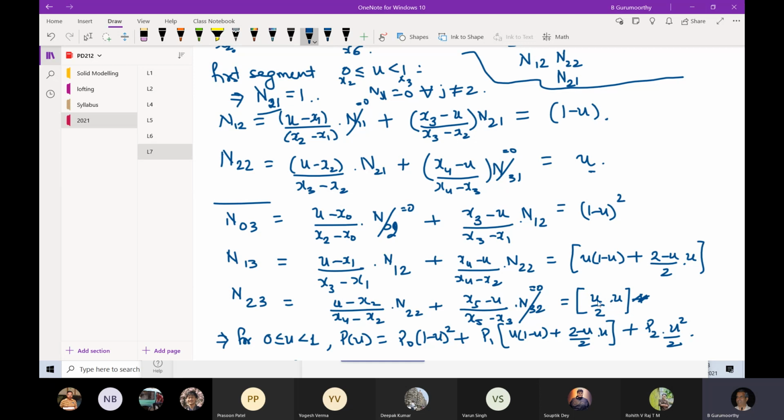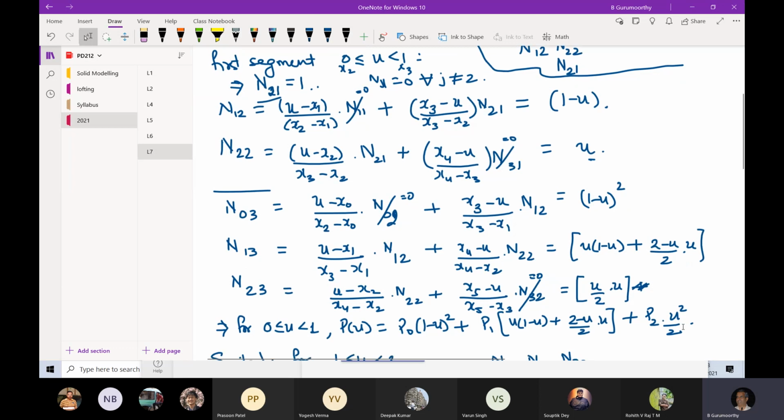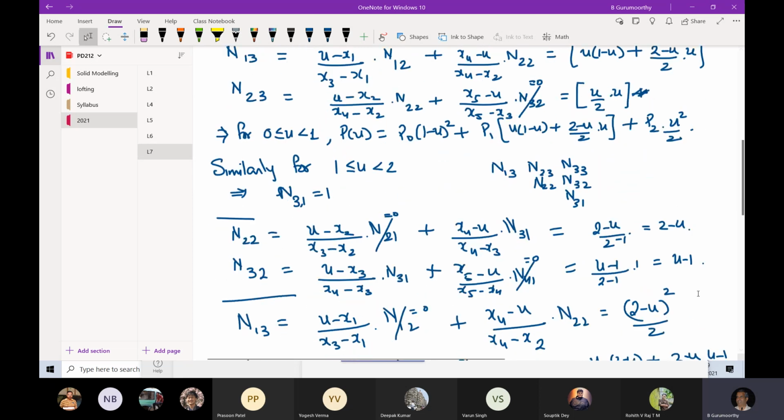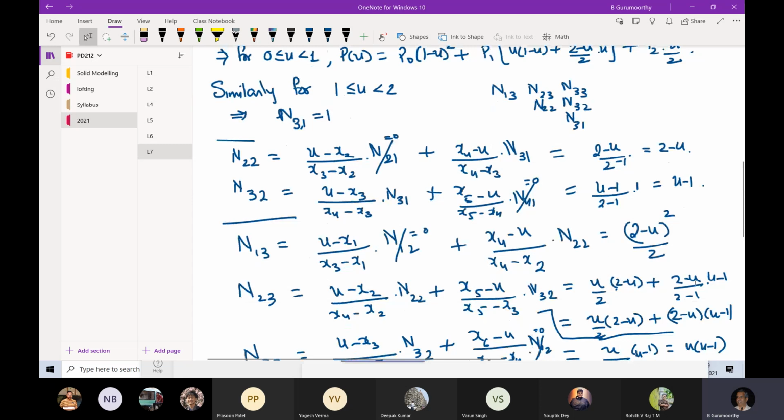So I can write my curve in the interval 0 to 1 as P0 times 1 minus u square, that is P0 N03, that is the first term here, plus P1 N13, which is this term here, and lastly P2 N23, which is this term here, and that's what I have written. Okay, so this looks fine. I actually had a problem with the second segment. I don't seem to have gotten it right, and you can check this out.